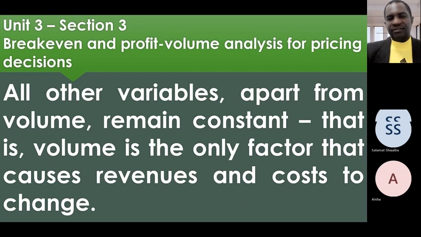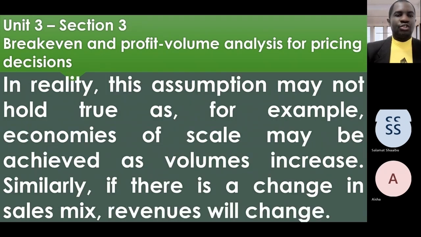You're looking at all other variables, apart from volume, that remain constant. Volume is the only factor that causes revenue and cost to change. Exactly. So the volume, what you produce and what you sell, could change based on what is needed to be injected or provided to the market. In reality, this assumption may not hold true, as for example, economies of scale may be achieved as volumes increase. So as the market accepts the product, you have volume increase.